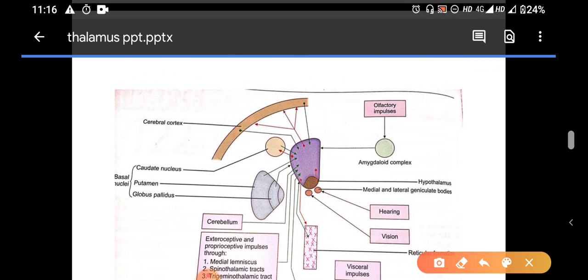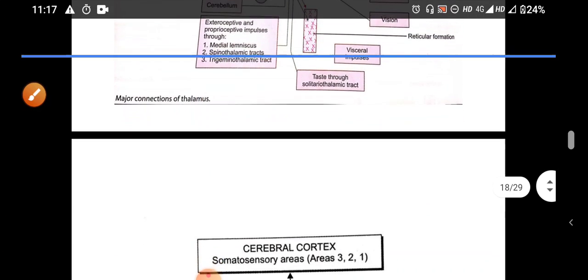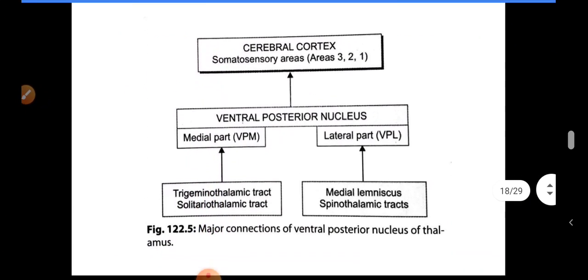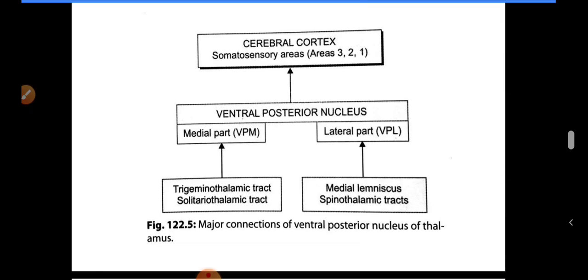So from the olfactory impulses, fibers will come to the amygdaloid complex and it will again go to the thalamus. From this you can see the fibers are going from the thalamus to the cerebral cortex. There is a to and fro connection from the caudate nucleus to the thalamus. Now we will see each and every nucleus in detail.